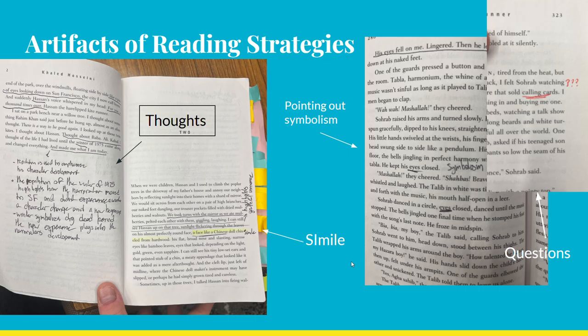Here are some more artifacts and examples of my reading strategies. On the left, you have all my initial thoughts and questions about The Kite Runner. The first chapter is very open-ended, so I'm making predictions about why and how he may have ended up in San Francisco, what he left behind, or what happened to make him who he is today.